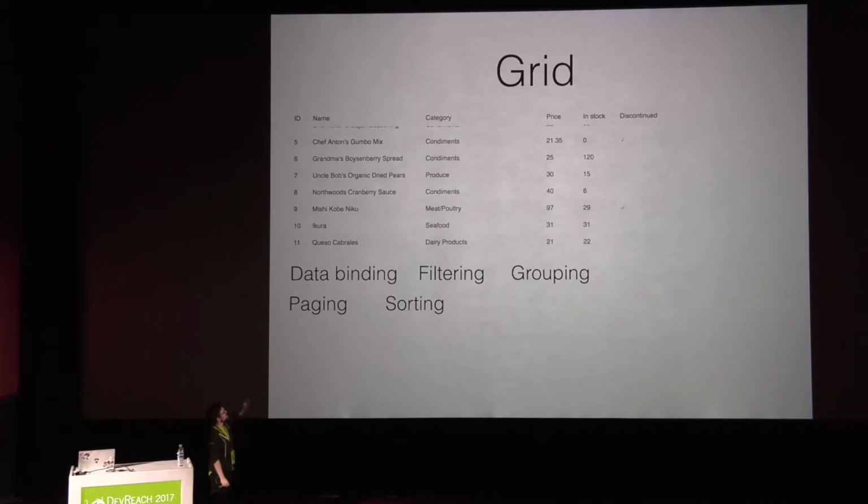Sorry. So imagine you have a grid here. The grid has a few headers. It has some rows in it. And we have expectations of the grid. We want to be able to data bind to it. We want to be able to filter, group, page, sort, and so on. Especially paging if it's a very long grid, right? And sorting, well, it comes with the territory. Otherwise, they might use Excel. So let's move away from Excel and into our nice domain.